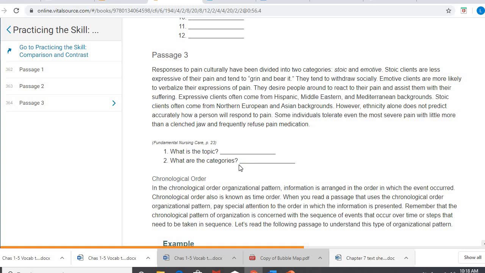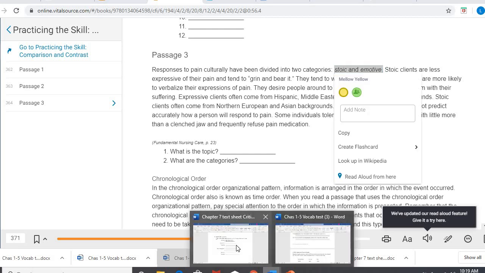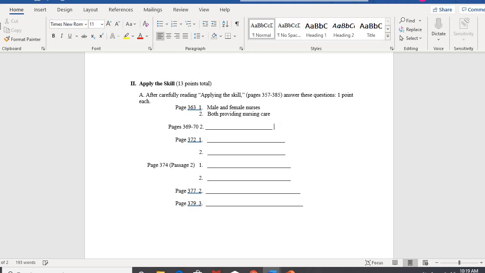All right, question 1, what is the topic? Hopefully you can see that they're talking about responding to pain, or pain responses, whatever way you want to word that. And then what are the categories? Well, there's 2 of them. Stoic and emotive. So if I'm going back here, we already answered this one right here. We said there were 4. Here we are saying the topic is response to pain, and the 2 categories are stoic and emotive.